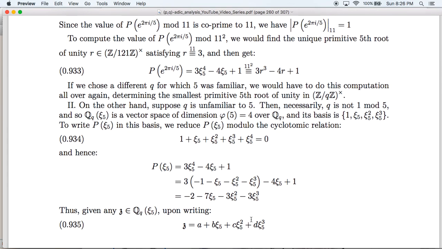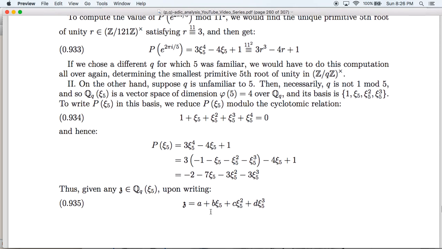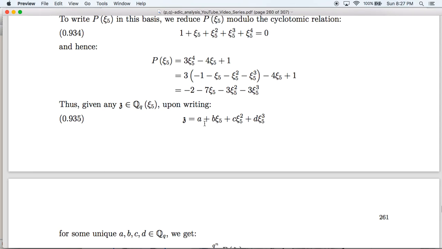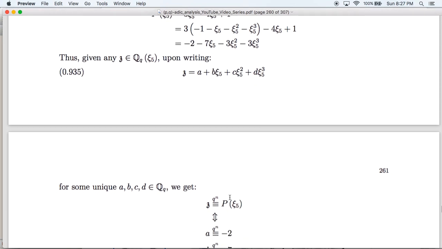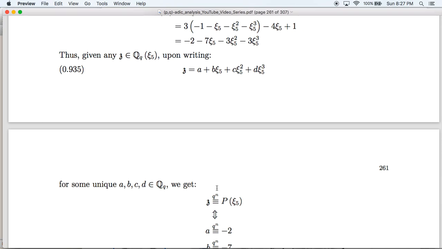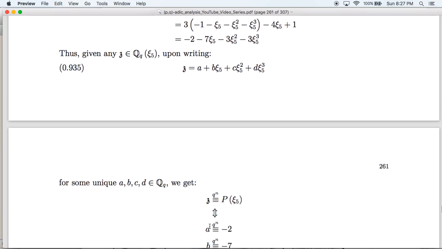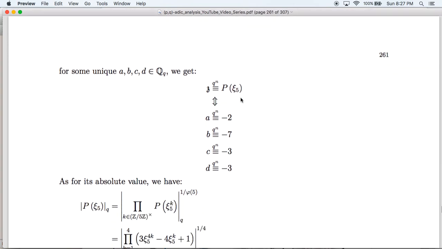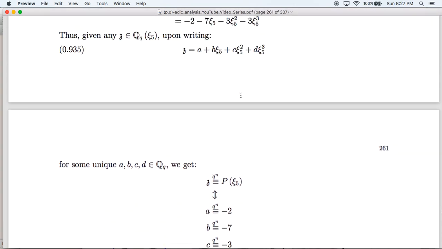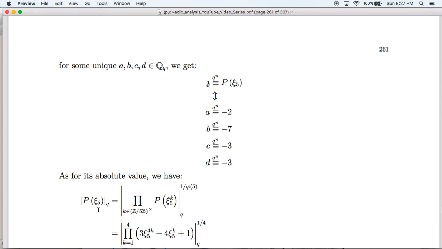Given any element of Q(C5), if we write this equality with respect to this basis, its coordinates are a, b, c, d. Then the congruence of Z with P of C5 modulo Q to the n occurs if and only if a is congruent to minus 2 mod Q to the n, b is congruent to minus 7, c is congruent to minus 3, and d is congruent to minus 3. For the absolute value, since we have an unfamiliar case, the Q-adic absolute value is just going to be the Q-adic absolute value of the field norm, and then we take the root of it over the degree.